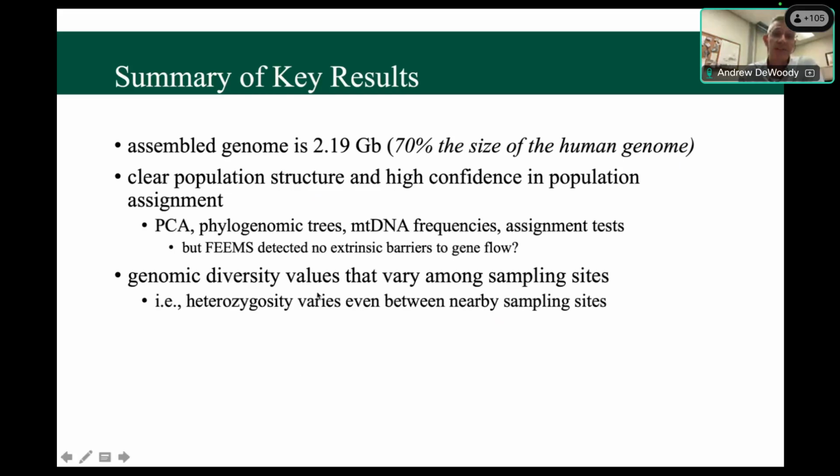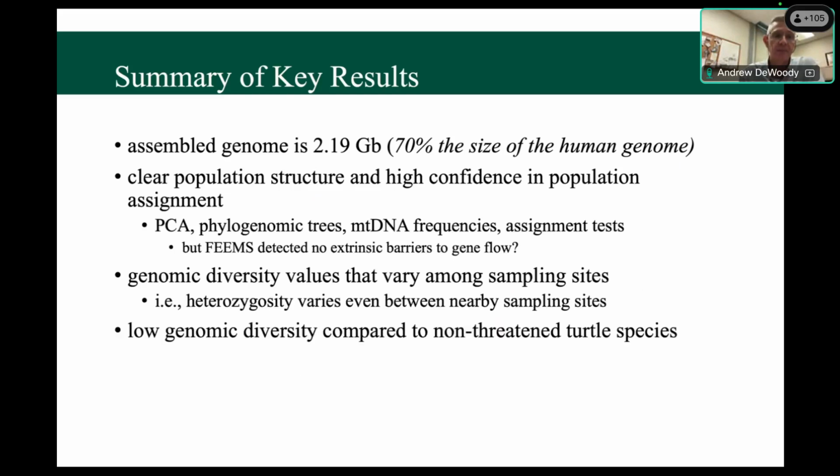The genomic diversity values varied among sampling sites, and that's just what the prior slide was. And there's low genomic diversity compared to non-threatened turtle species. In other words, it's similar genomic diversity to threatened turtle species. And all this population structure seen in the PCA, the phylogenomic trees, the mitochondrial frequencies, the assignment tests, this seems to be due to intrinsic factors.